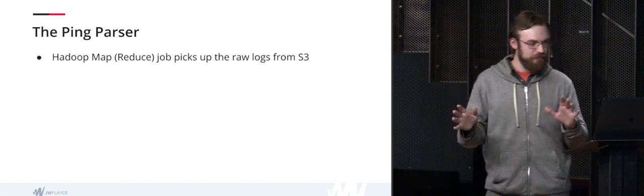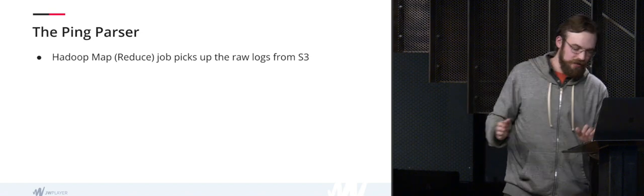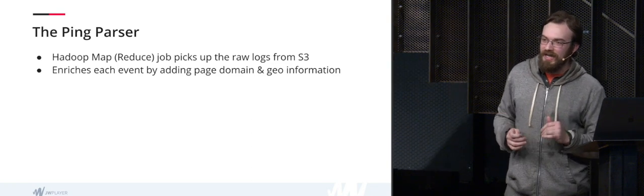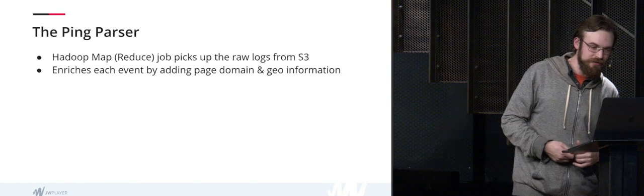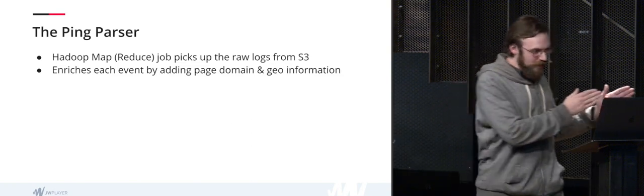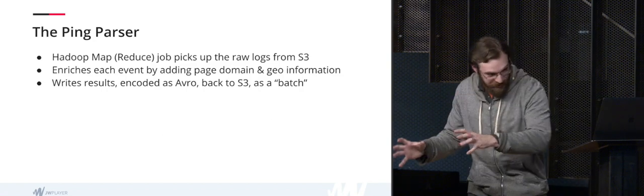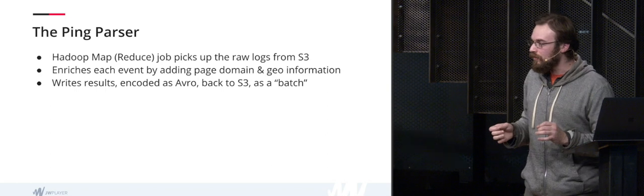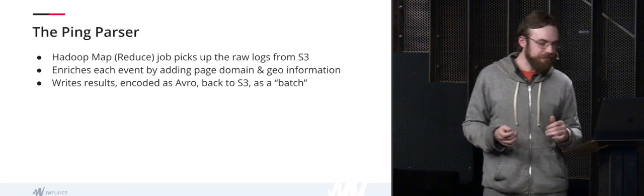We don't do any reduction here, just a map job that picks up the raw logs from S3 and enriches each event by adding page domain, geo information, and other ancillary information. So it's this job that's picking up the raw logs, taking each ping and enriching it, and then writing the results encoded as something called Avro, which is a binary data store format, back to S3.